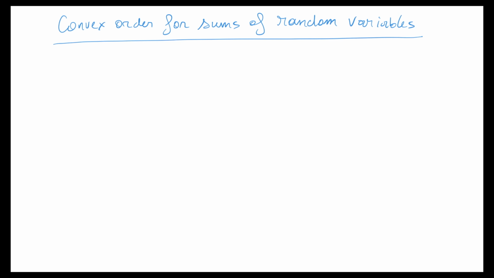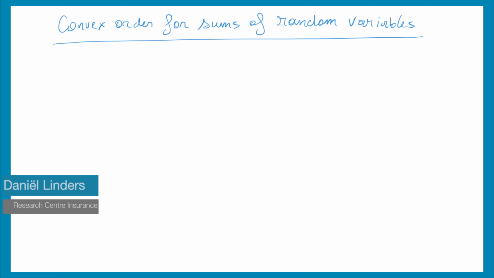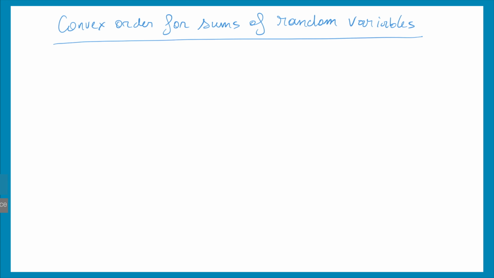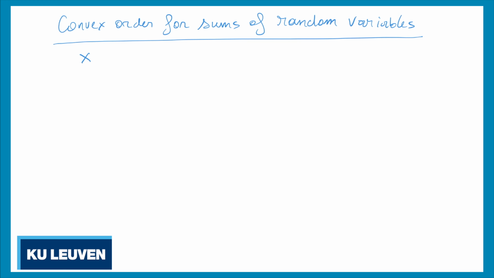Hello everyone. In this video I want to talk about convex order when you are looking at two risks at the same time. So assume we have the following situation. We have an insurance company who has a business in two different regions. For example, he has a business in Europe and the loss that he will get because he is doing business in Europe is denoted by X.